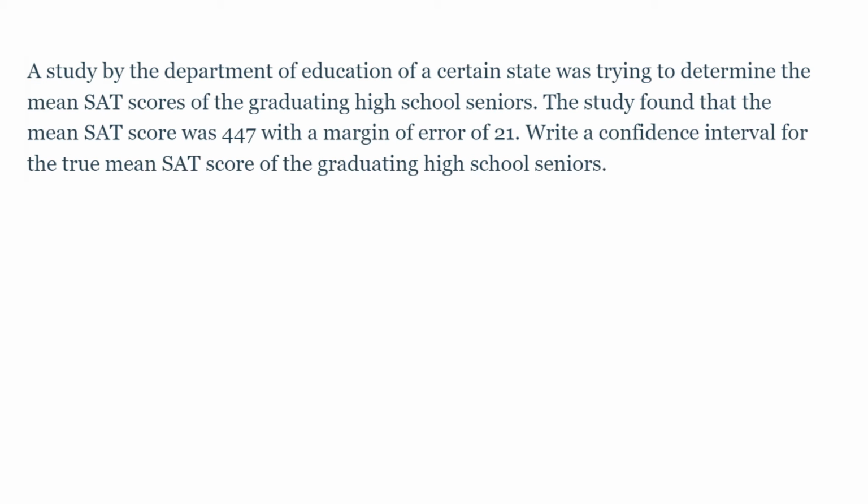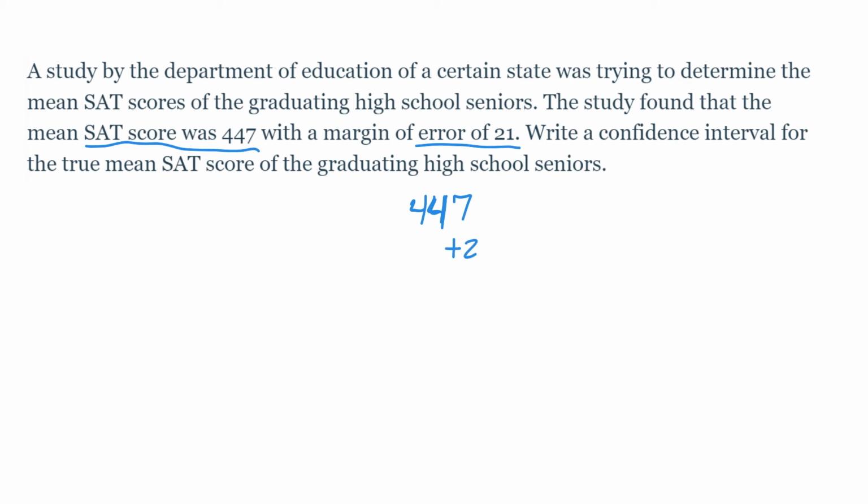In our last example, we're going to study the Department of Education of a state and try to determine the mean SAT score of a graduating senior class. The study found that the mean score was 477 with a margin of error of 21. Write a confidence interval for the true mean SAT score for the graduating class of high school seniors. So our mean score is 477 with a margin of error of 21.